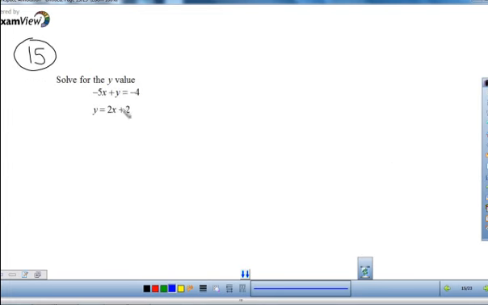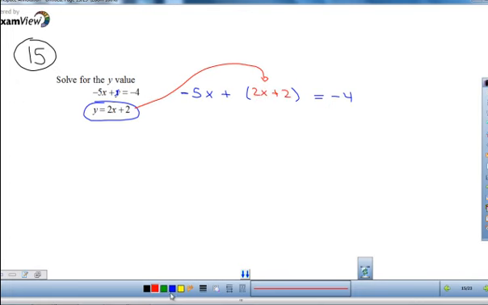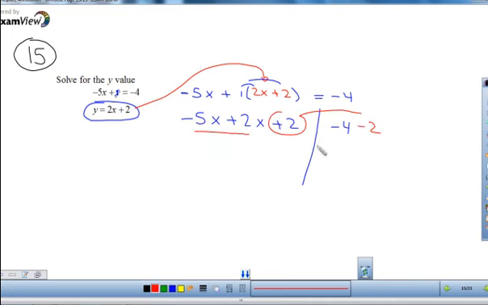Okay, solve for the y values. Notice that my equal signs do not match up, so I'm going to have to do u substitution. So I'm going to rewrite the equation as negative 5x plus parentheses equals negative 4. So this is what I'm going to write in my parentheses. Since there's an invisible 1, I'm just going to go ahead and bring it all down. So I'm going to combine my like terms and subtract negative 2.